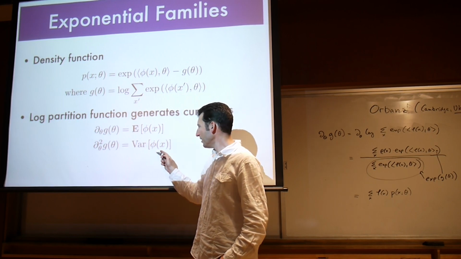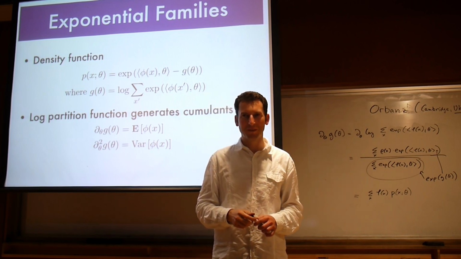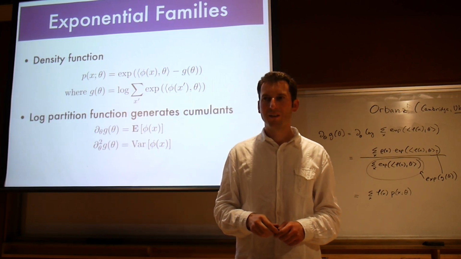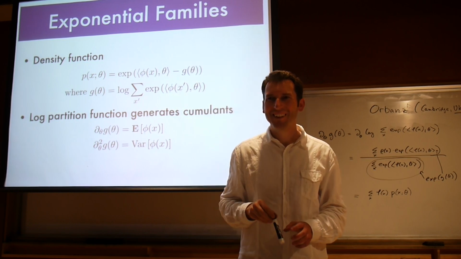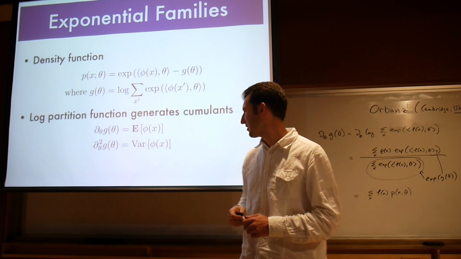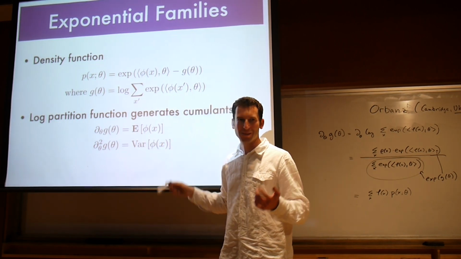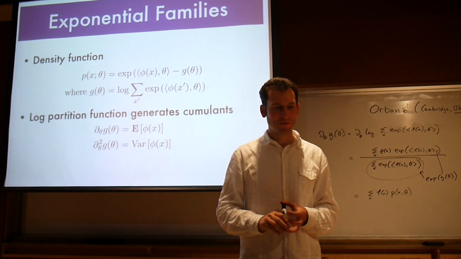Now, can somebody tell me based on this why G has to be convex? You've answered too many questions. Yeah. The second derivative is greater than or equal to 0. Correct. Because it's a variance, and the variance has all eigenvalues greater or equal than 0, so we're safe.